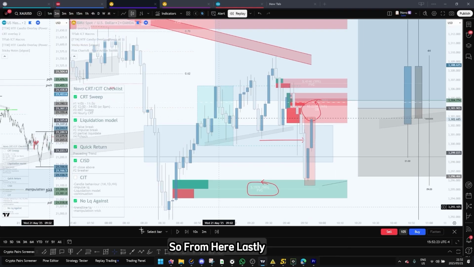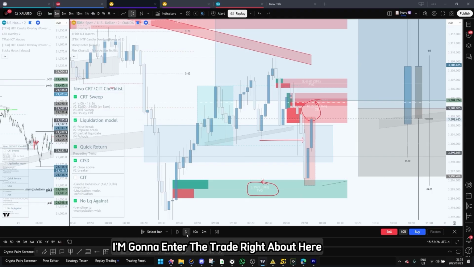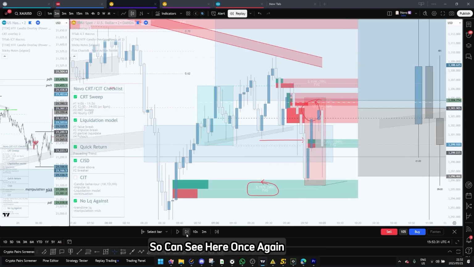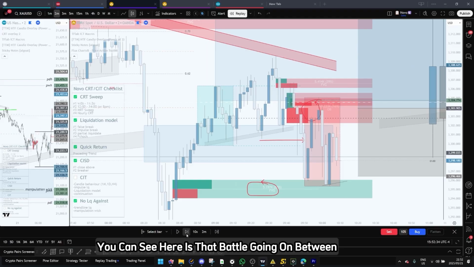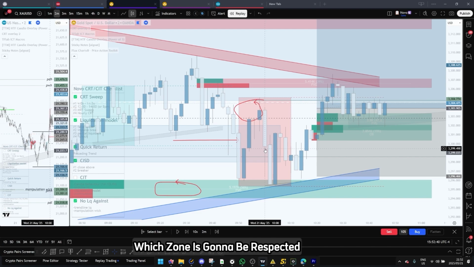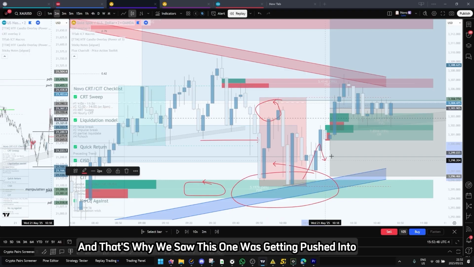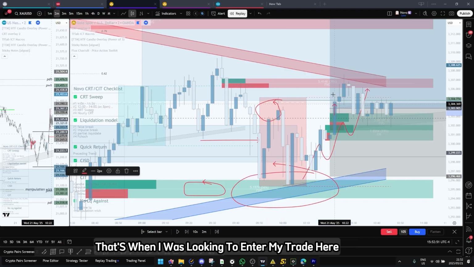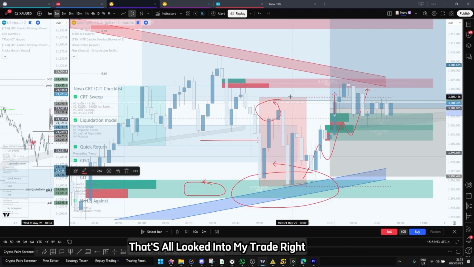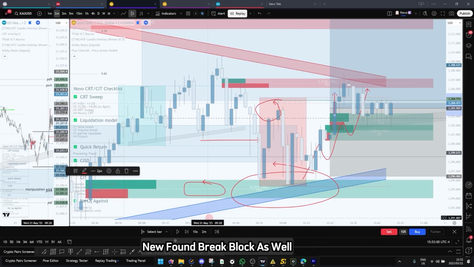So from here, with price moving upward, I'm going to enter the trade right about here. Let's quickly see. You can see here that battle going on between the two. This is really cool to see because, as I said, at this point I was just guessing which zone was going to be disrespected. But as you can see, in terms of the volume, it was on the side of the FVG, and that's why we saw this one getting pushed into. Once I saw this, that's when I looked to enter my trade, right as price was closing above here, change in state of delivery, and then trading off of this newfound breaker block as well.